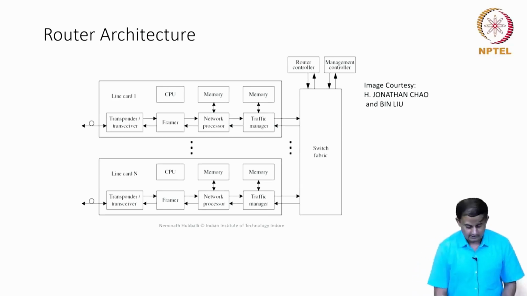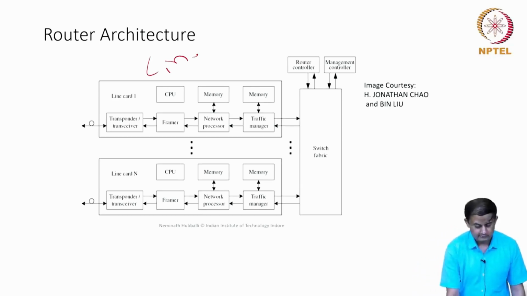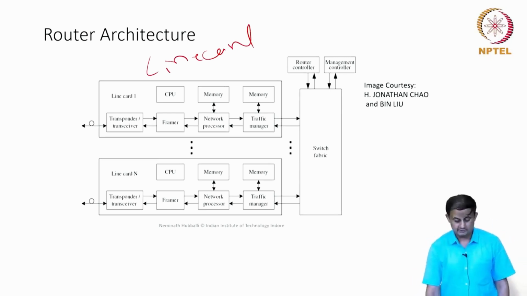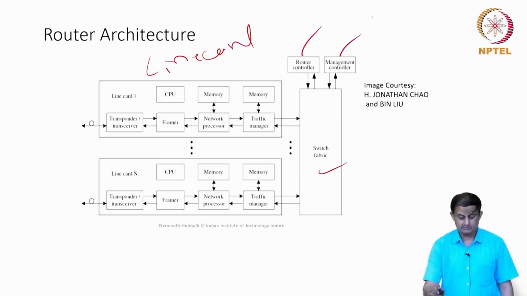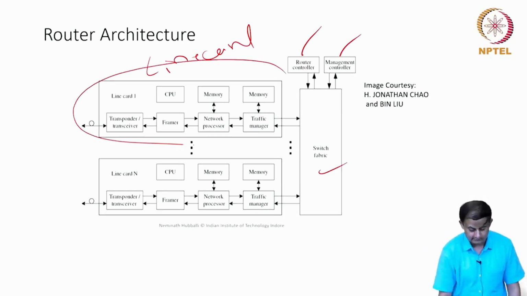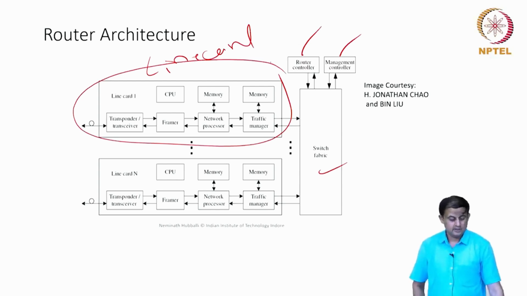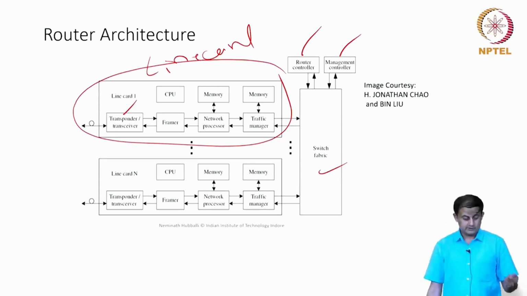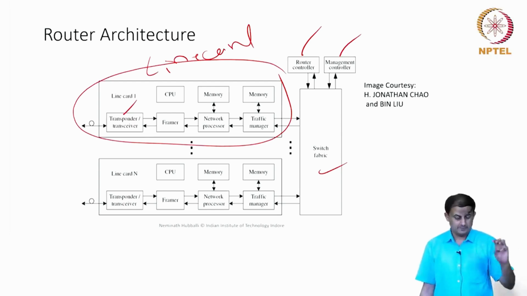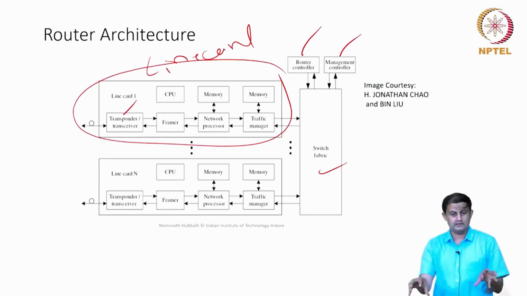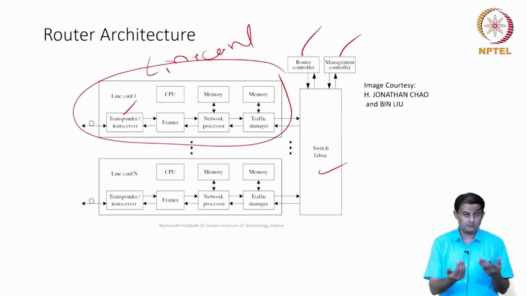So the typical line card that I was talking about will look something like this. The switch fabric is here, and the route controller and the management controller are here. One line card will have these many elements. It has something called a transponder or transceiver. This is an electrical or optical component which receives the signal on a link, and then it knows how to interpret that.